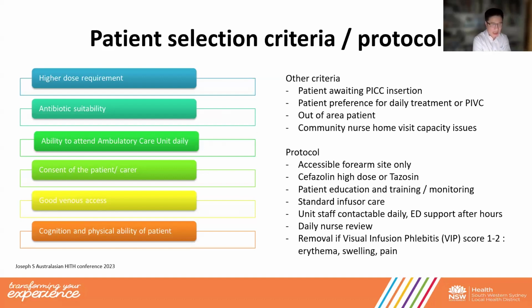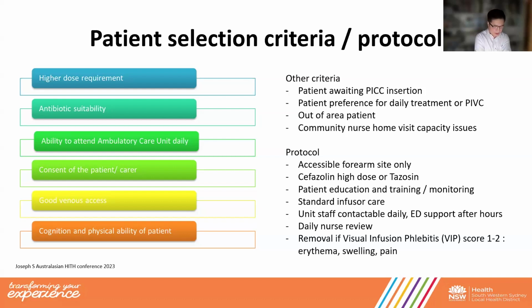We have developed strict criteria accordingly to start with. We currently only use cefazolin and Tazocin, which is piperacillin and tazobactam, in elastomeric infusers. We will restrict the practice to patients who attend our unit daily until the practice is more established and we have clearer guidelines. There has to be good venous access, and we mainly use the forearm veins, though we occasionally do use the veins in the hand.